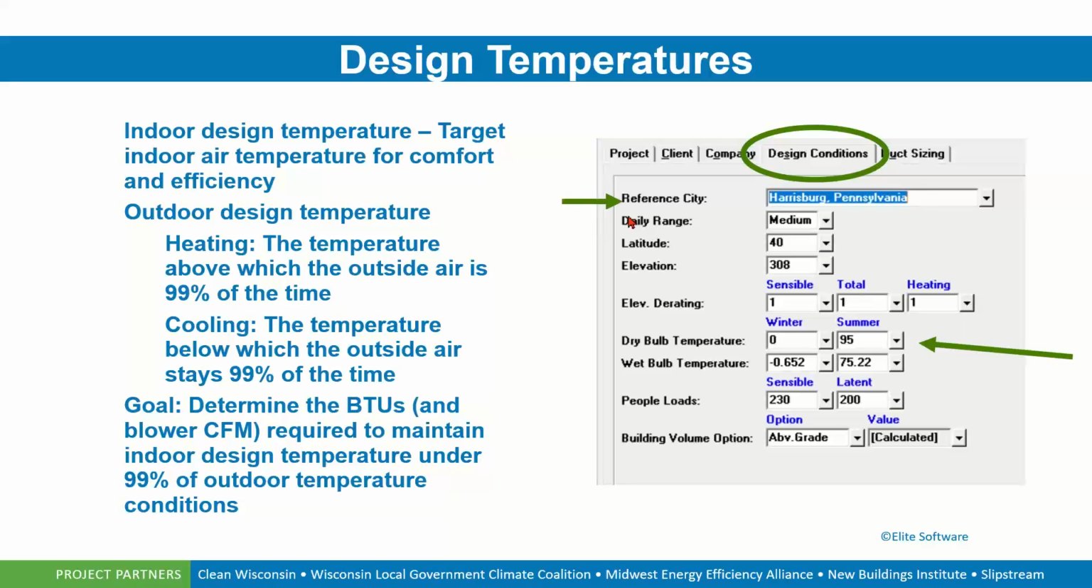When you see what the outdoor design temps are, the heating temperature is the temperature above which the outside air is 99% of the time. And the cooling temperature is the temperature below which the outside air is 99% of the time. The goal is to calculate those BTUs and the blower CFM for our air handler blower to maintain an indoor temperature 99% of the time when the outdoor temperature ranges between 0 and 95. We'd want to make sure that we're able to maintain that indoor design temperature set forth in the code 99% of the time with the equipment.